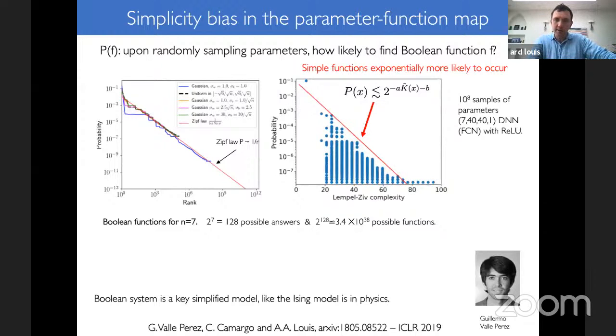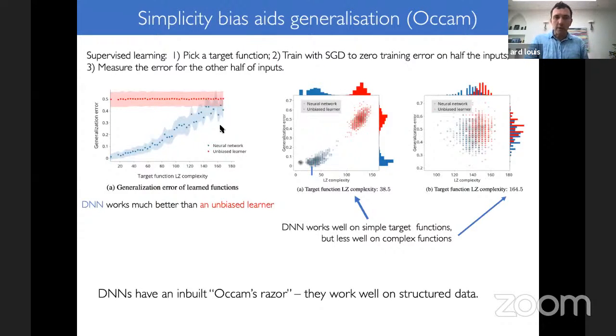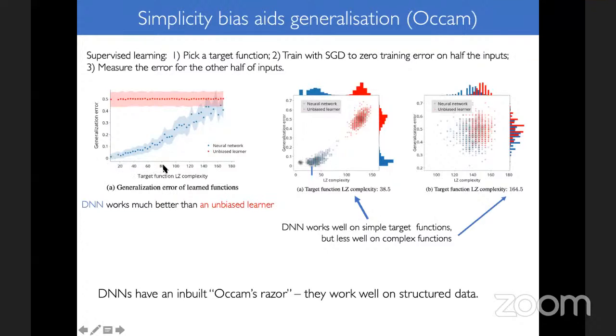And how does this link to generalization? Well, what we do here is we do a very simple supervised learning. You pick a target function, you train with SGD to 0 training error on half of the input, so half of the answers of the doctor, and then you predict the other answers the doctor would make. And what we see here is the generalization error of a neural network as a function of the complexity of the doctor's answer.